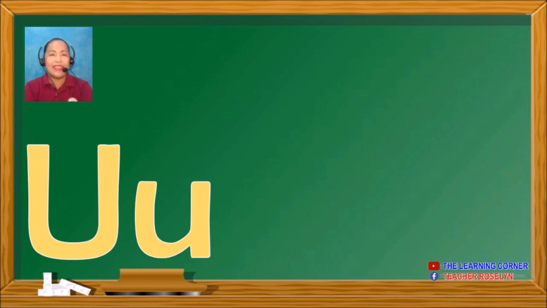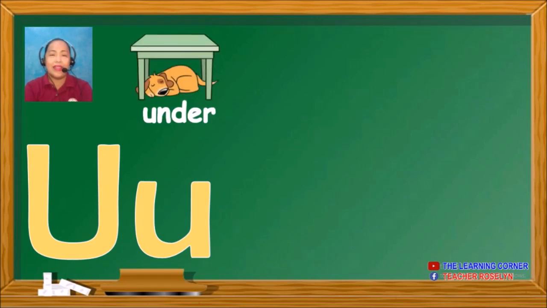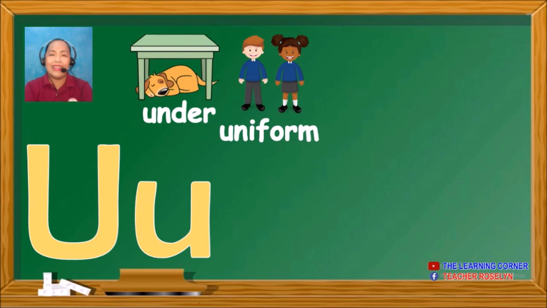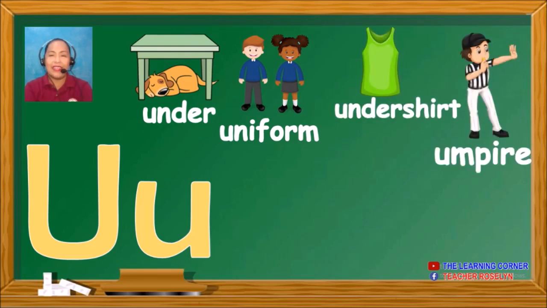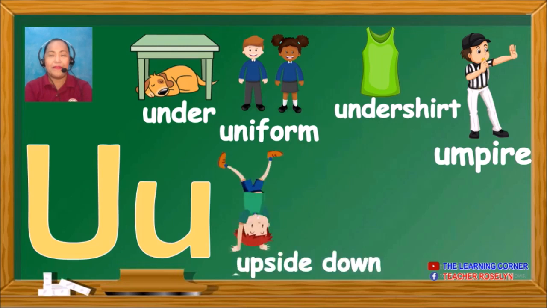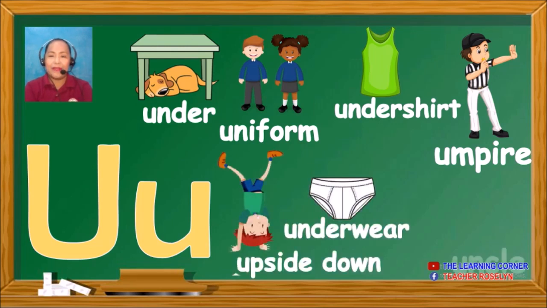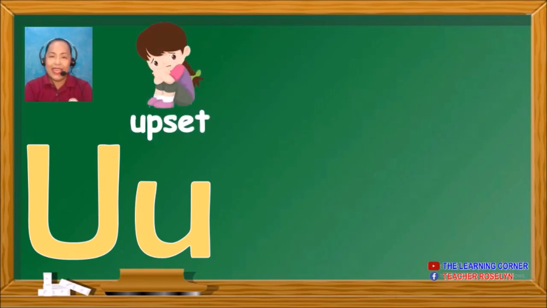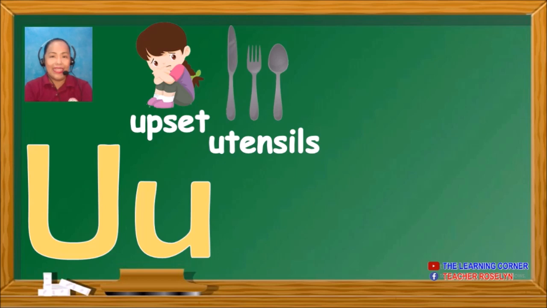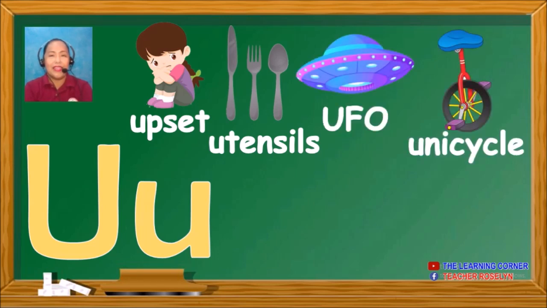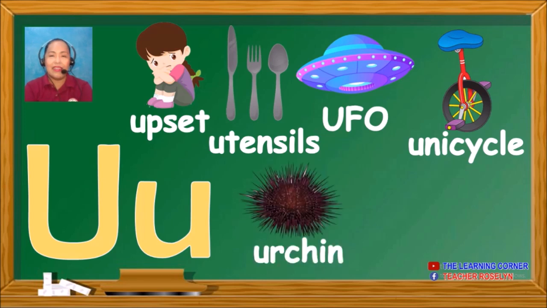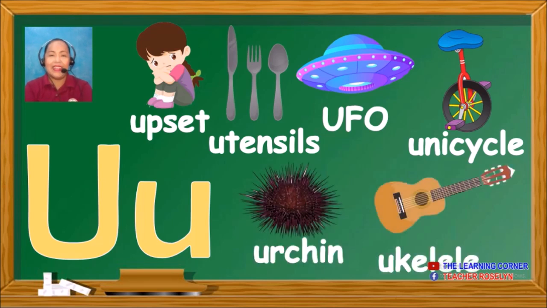Now, the letter U. Under, uniform, undershirt, umpire, upside down, underwear, uncle, upset, utensils, UFO, unicycle, urchin, ukulele.